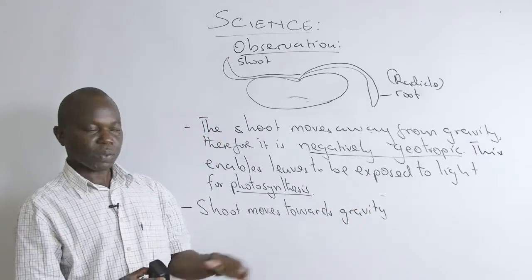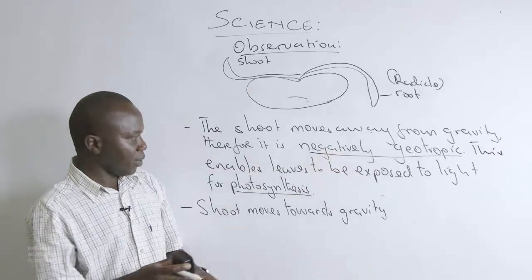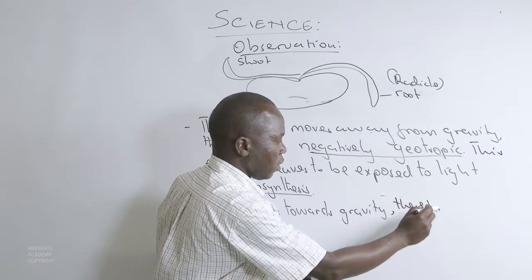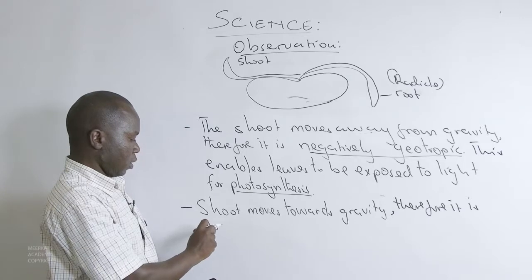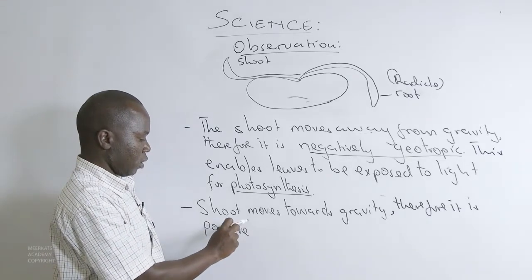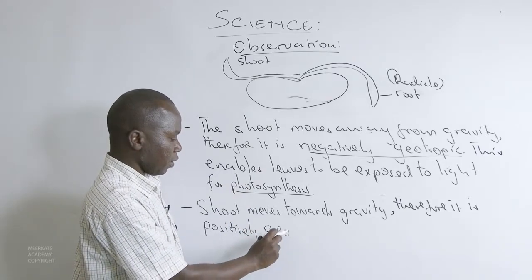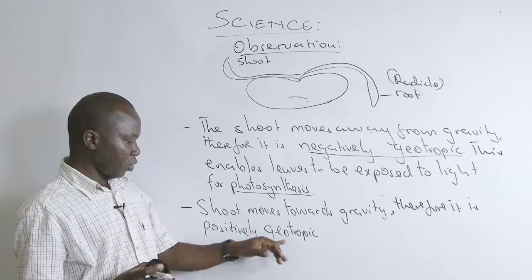So because it is moving towards gravity, then we replace negative with positive. Therefore, it is positively geotropic. Positively geotropic.